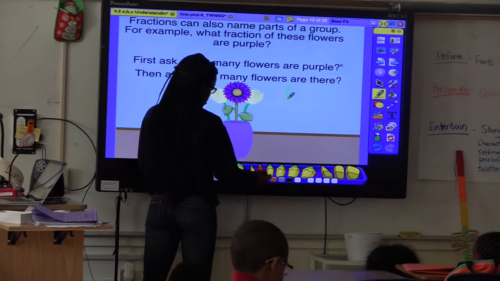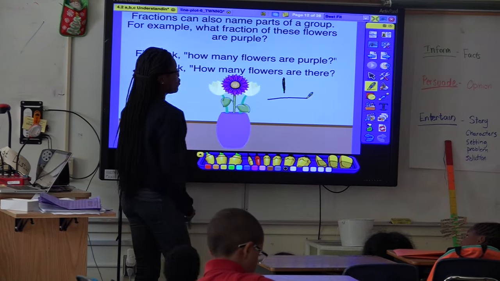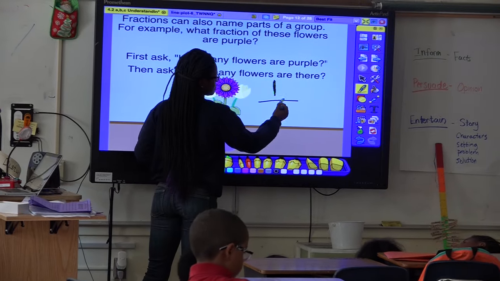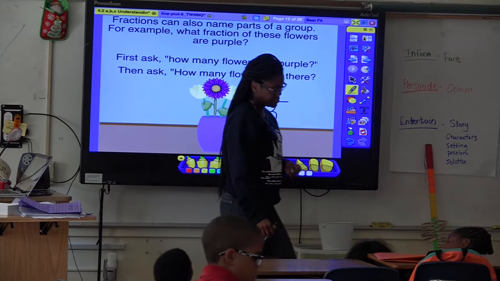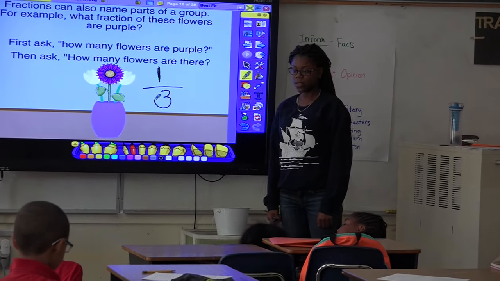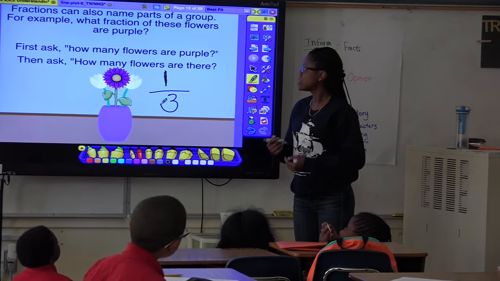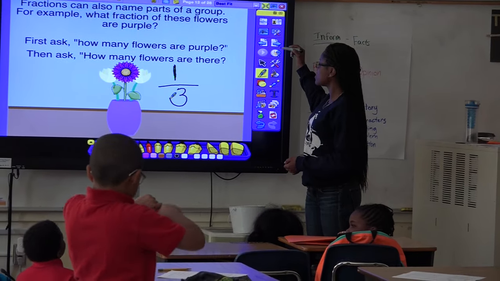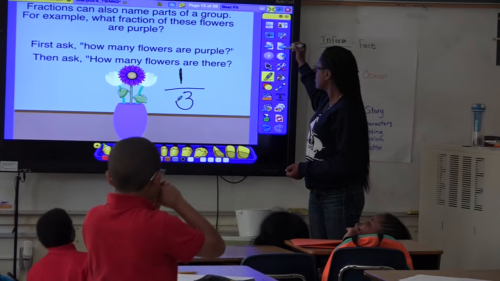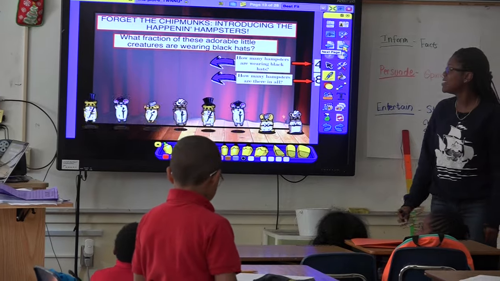One flower is purple out of how many total flowers? Three. How would we say that fraction? One third. Thank you. Please, thank you for not saying one three. Somebody told me that yesterday. That's one third. Almost fainted.